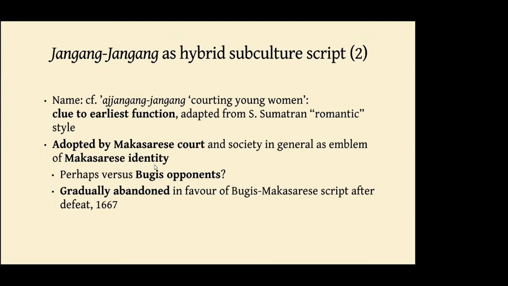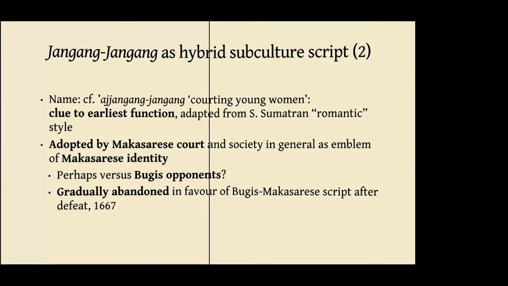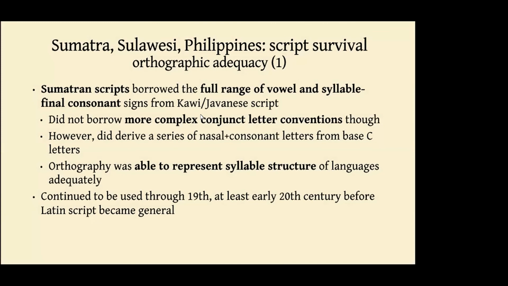And why this? Well, at the time, the Makasarese were having a hard time with the Bugis to their north. And they were actually defeated in a war in 1667. And after that time, we see in the documents that it's gradually abandoned in favor of more and more use of Bugis-Makasarese script. So just to go over the survival of the various scripts, we see how the Jangang-Jangang script faded out in the face of Bugis-Makasarese script after the defeat in the face of the Dutch and Bugis alliance.